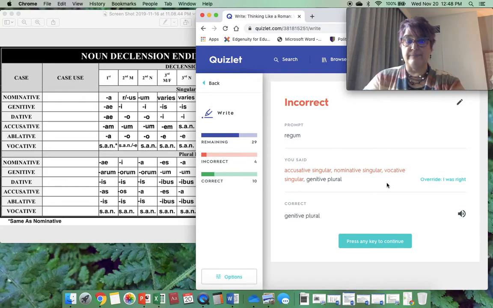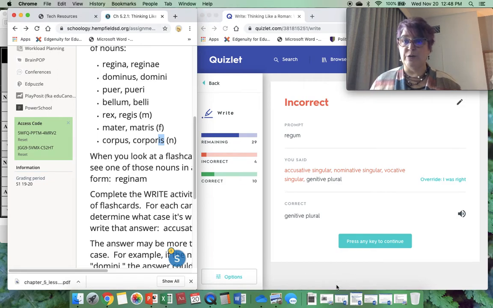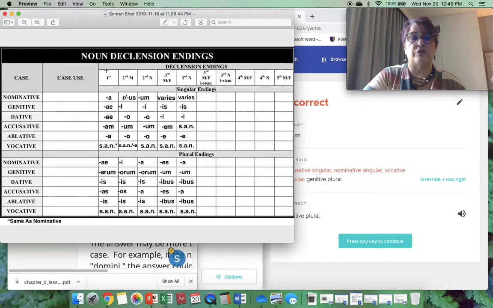But I'm wrong. The only one that's correct is genitive plural. Why is that the only one that's correct? Well, that's because we're using the noun chart the wrong way. We're not supposed to be looking at every ending on the noun chart. We're supposed to be looking at one column of endings. How do I know which column to look at? Well, remember the columns on the noun chart are about what declension the noun belongs to.